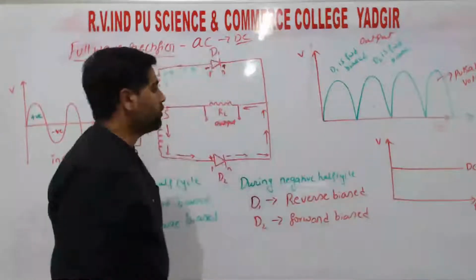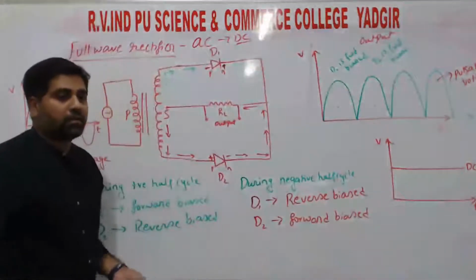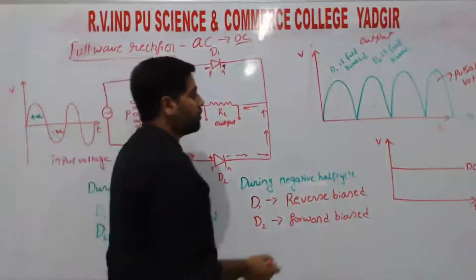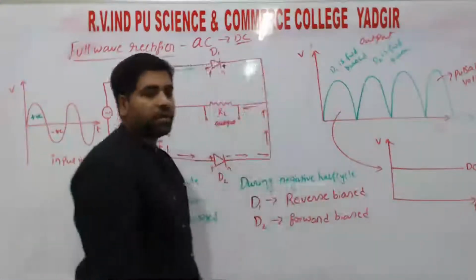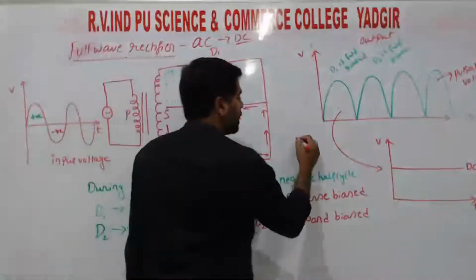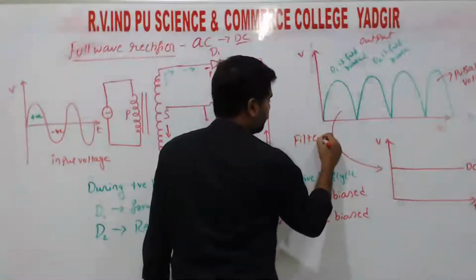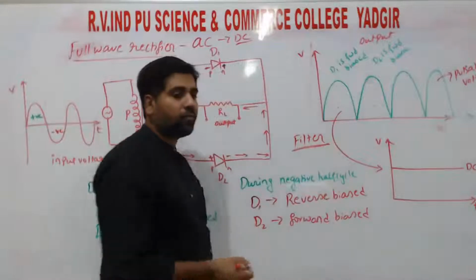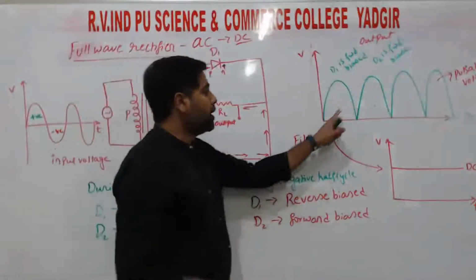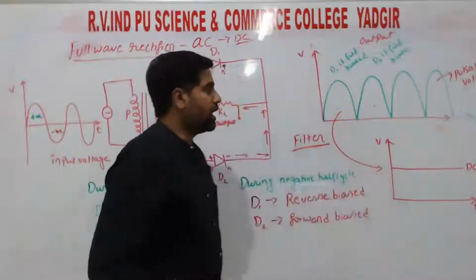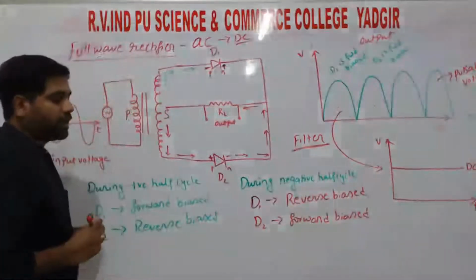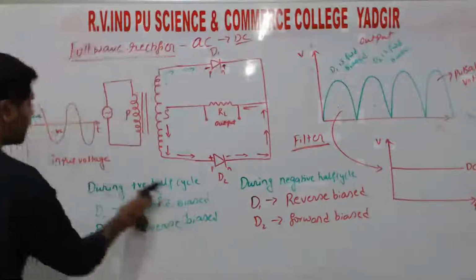So for that purpose we are adding the filter. By using the filter, we are changing the pulsating voltage into the constant voltage. So that one we call the filter. So by using the filter, we are converting the pulsating voltages into the constant voltage. Right? So what is a filter and how does it work?